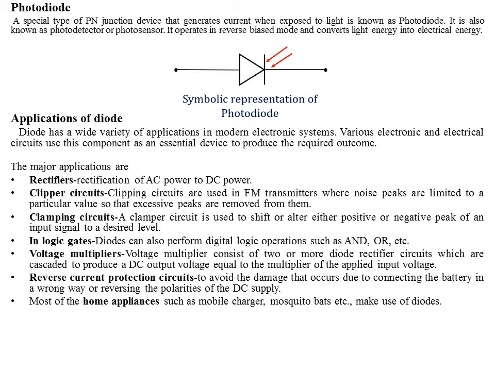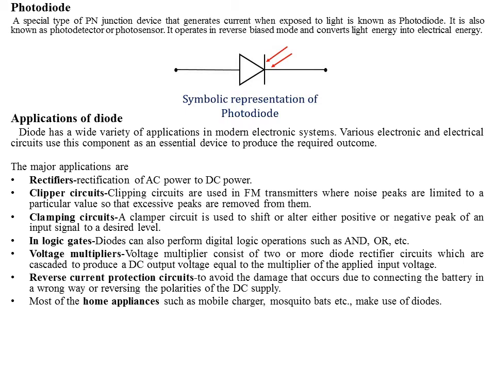They are also used as clipper circuits. Clipper circuits are those used, for example in FM transmissions, where the noise levels are high and we need to control or remove them. In such cases, these excessive noises can be removed by using diodes in the form of clipper circuits.